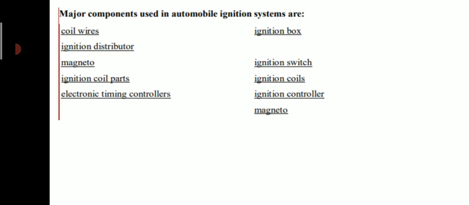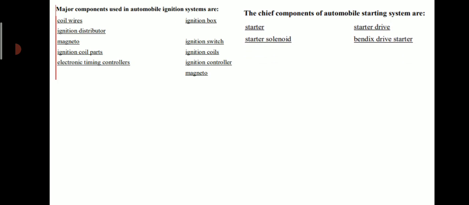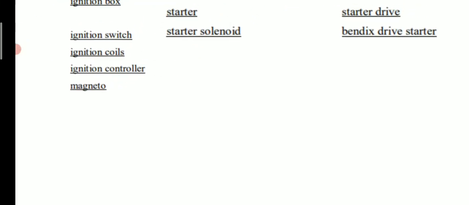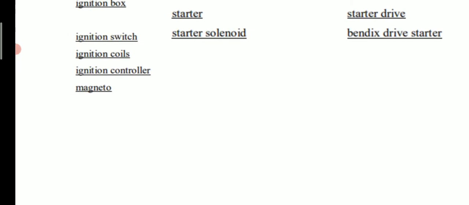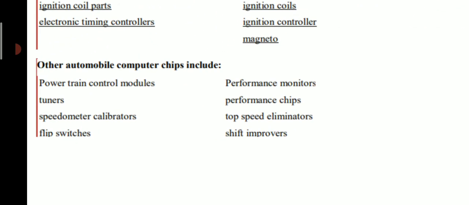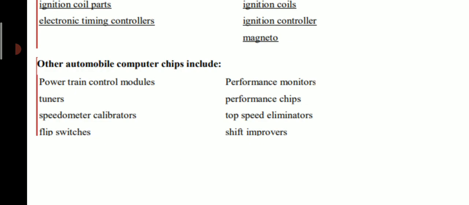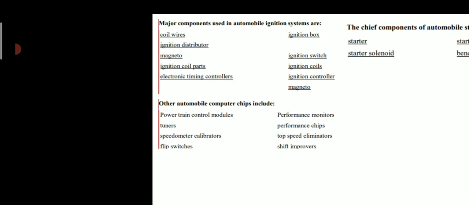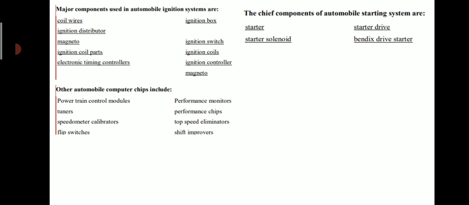This slide indicates major components used in automobile ignition system. This figure indicates the chief components used in the starting system, like starter, starter solenoid, starter drive, Bendix drive starter. These are some of the electrical components. After that you can use components in computer chips, powertrain control modules, speedometer, calibrators, switches, performance monitors, performance chips. So, these are some of the examples where electrical and electronic components are used.